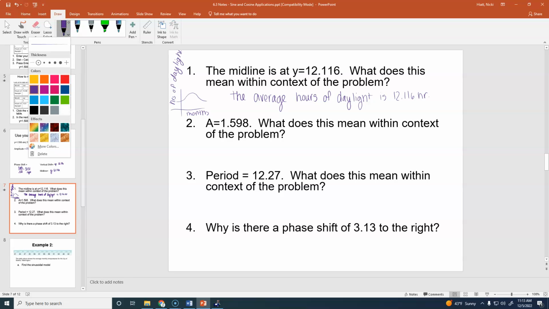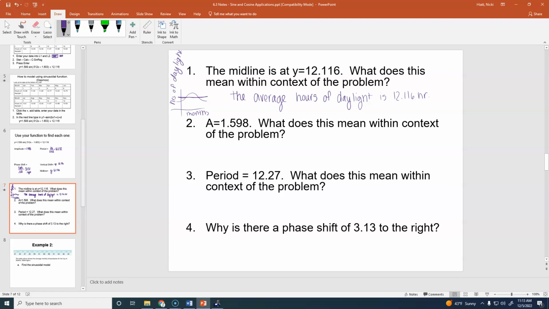Okay? And if we think about the midline, it is y equals, so hours of daylight equals this, right? And it goes through the middle. So that would be our average hours of daylight. Okay, what does that amplitude mean within our context here? What does that tell us?